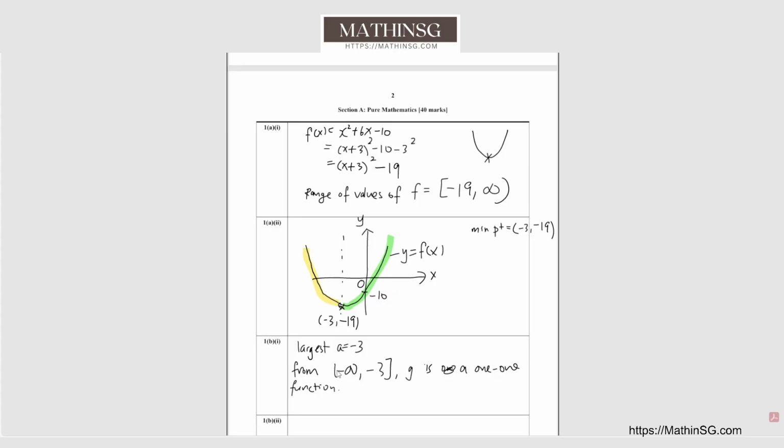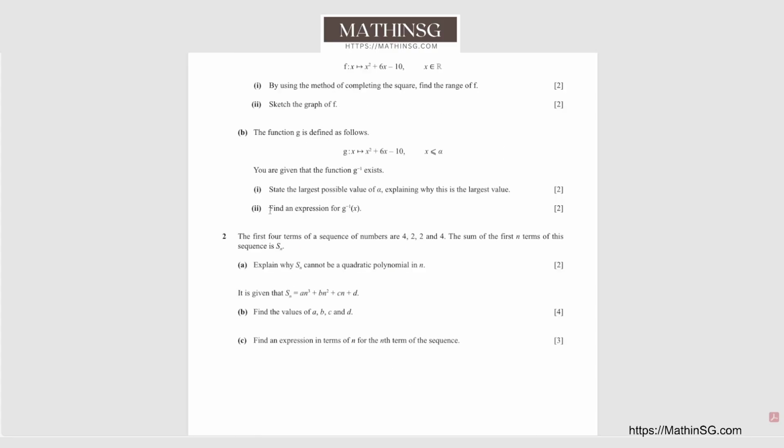If you go anything more than negative 3, you'll start having some values of y that have 2 x values. So therefore, the largest value a can take is negative 3. Next, you are asked in part B, part 2, to find an expression for g inverse x.